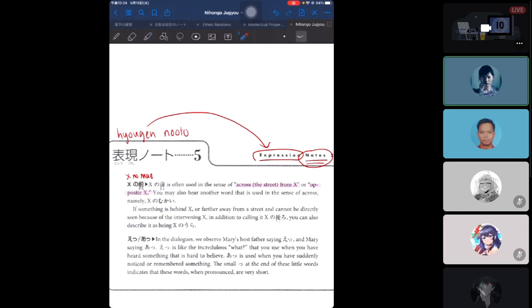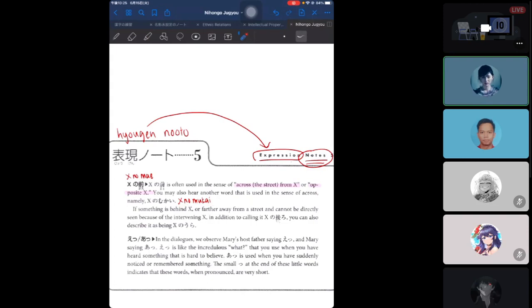So it can also mean like in front of the department store, but basically it's more to the opposite of X. You can also sometimes hear X no mukai. Basically X no mukai also means across, across that place, or also opposite of X. So that is X no mukai.